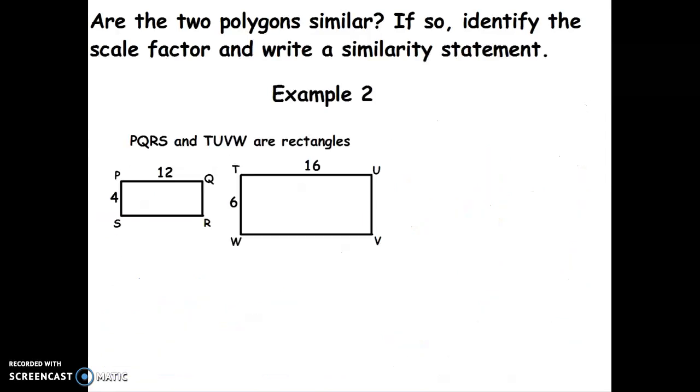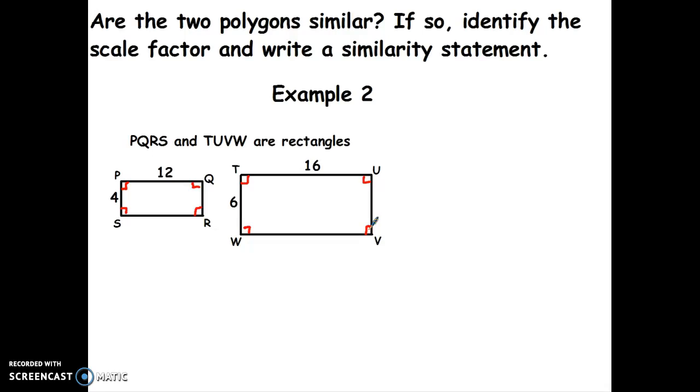All right, let's take a look at example 2. So we're going to answer the same questions. Are the two polygons similar? If so, identify the scale factor and write a similarity statement. So we're told that PQRS and TUVW are rectangles. So what we know about rectangles is that all of the angles are 90-degree angles. So we can go ahead and make these marks within here.